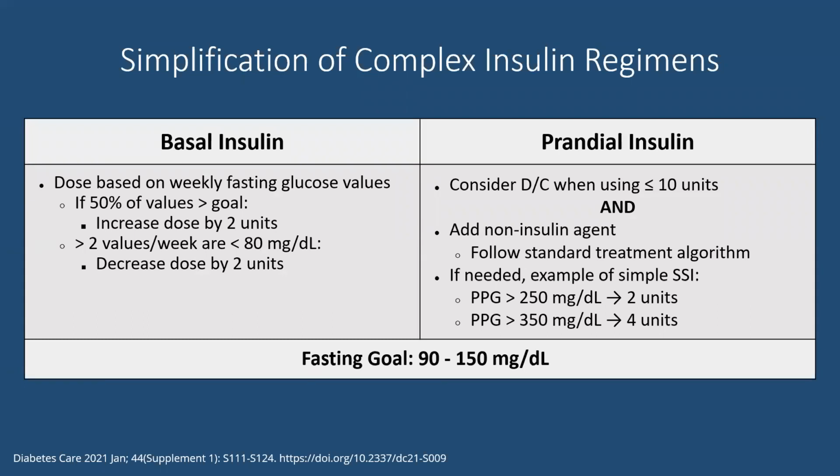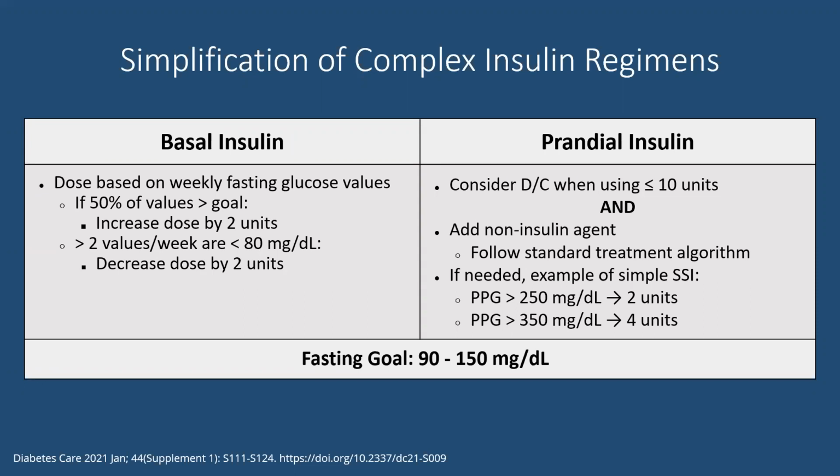So here are some dosing guidelines. Dose based on weekly fasting blood sugar values. If 50% of your values are above goal, you might increase your dose by 2 units, so a very small amount. You're going to make very gradual increases. And if your fasting values are less than 80, you're also going to decrease the dose by a very small amount, about 2 units.